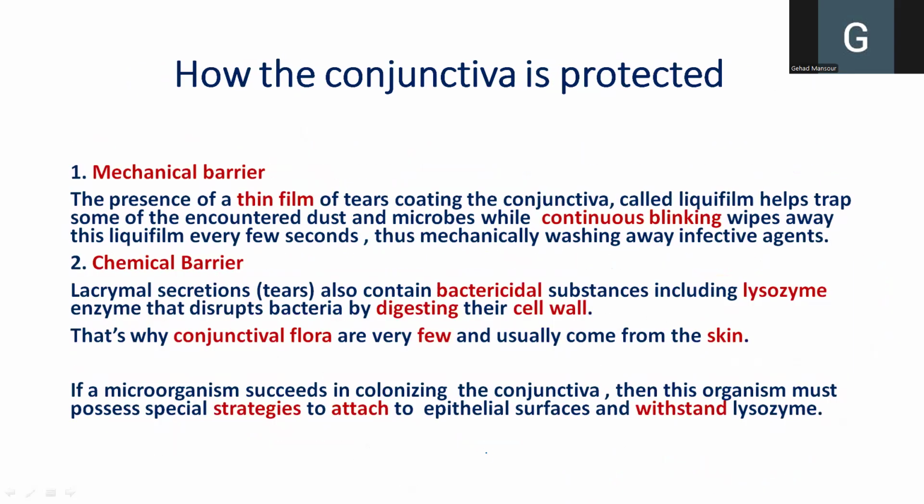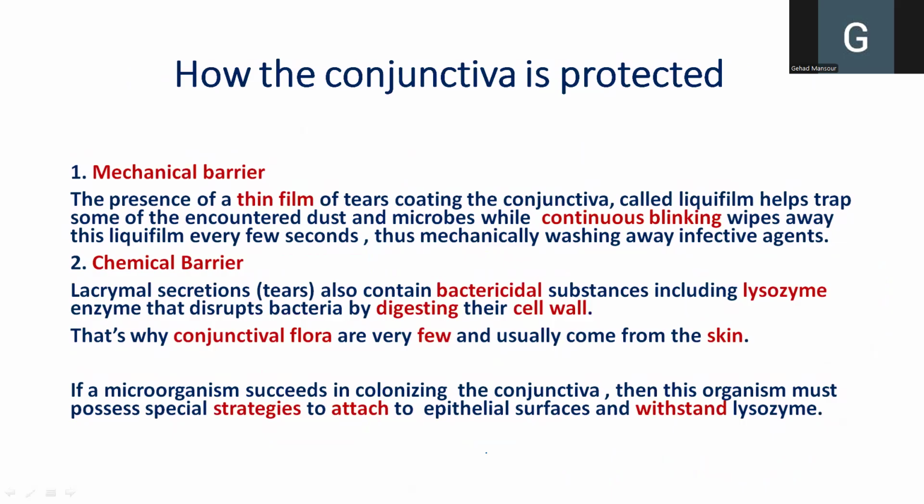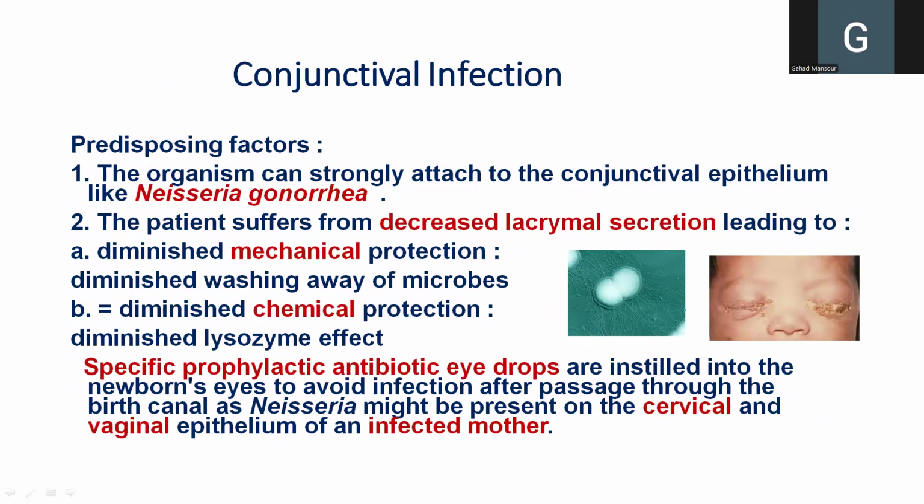infected. We talked about the conjunctival microbiome and how the conjunctiva is protected mechanically and chemically. And then we said that those organisms that can infect the conjunctiva have special strategies to infect it, like attaching themselves. There are two strategies: number one, to attach themselves strongly to the conjunctiva, and number two, to withstand lysozyme and zyme.